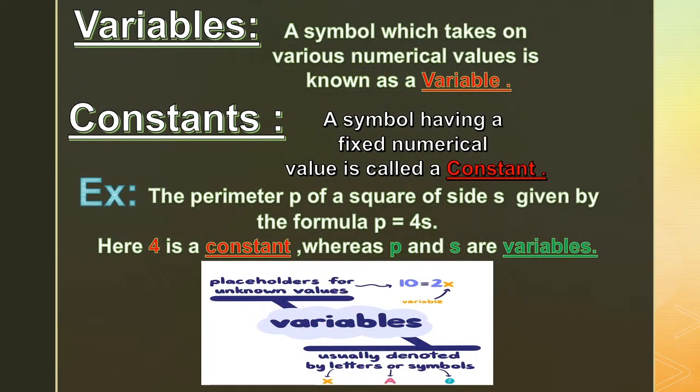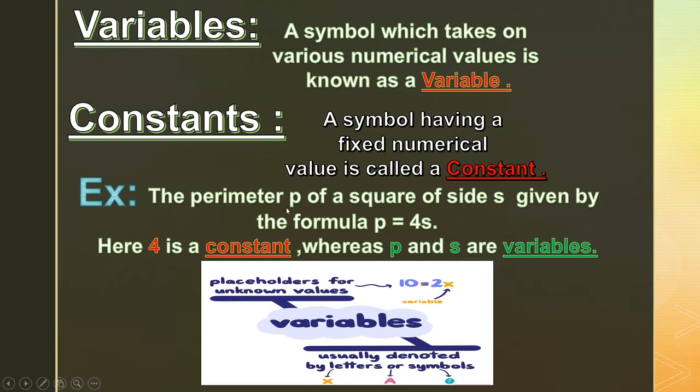Variables. A symbol which takes on various numerical values is known as a variable. Constants. A symbol having a fixed numerical value is called a constant. Let us learn the definition of variables and constants with the help of this example.